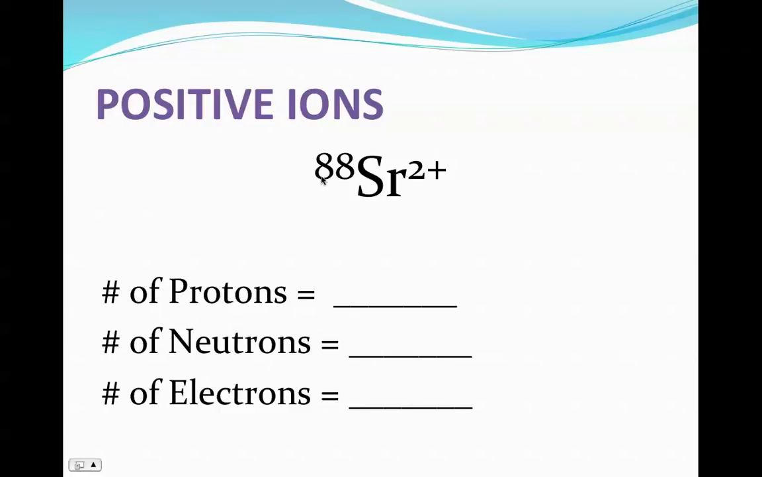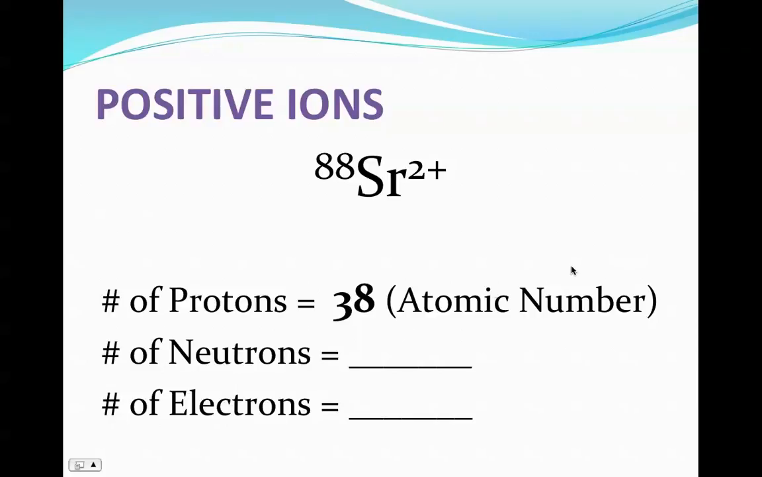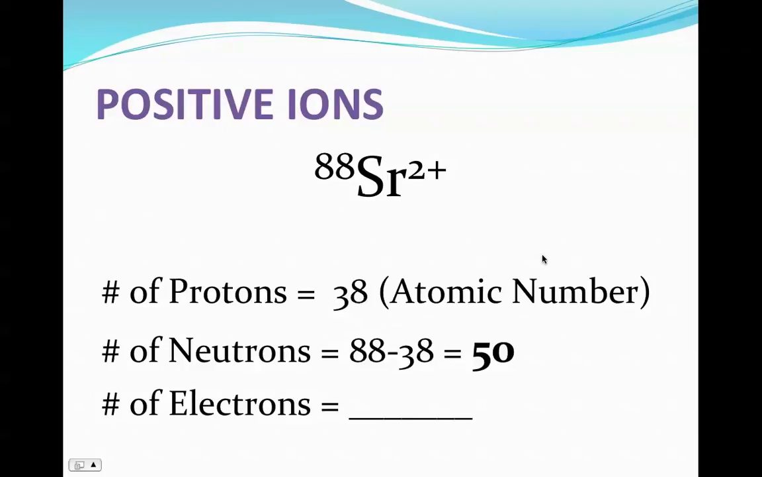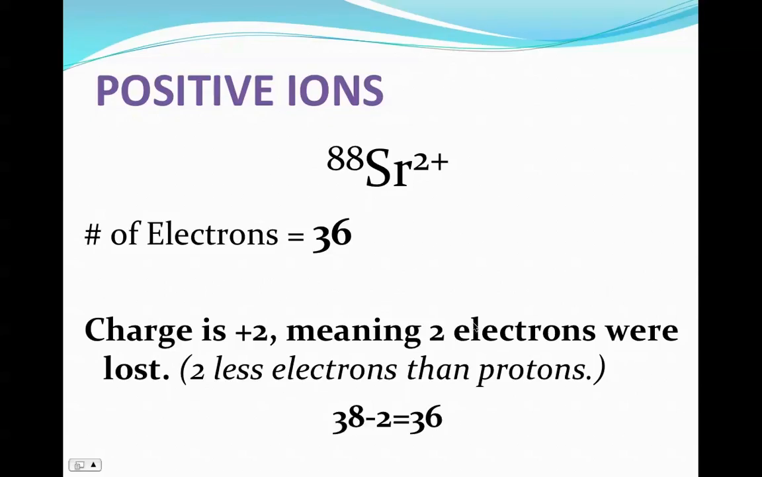So let's see if we can use this information, this symbol, to figure out protons, neutrons, and most importantly in this concept, electrons. So our protons are determined by the element, strontium. So our atomic number is 38. For our number of neutrons, we're going to use our mass number of 88 minus 38, so our number of neutrons is 50. And then finally, to get the electrons, we're going to look at this positive 2. Since the charge is plus 2, this means that 2 electrons were lost. We have 2 fewer electrons than protons. So our number of electrons is equal to 36, since our protons were originally 38.